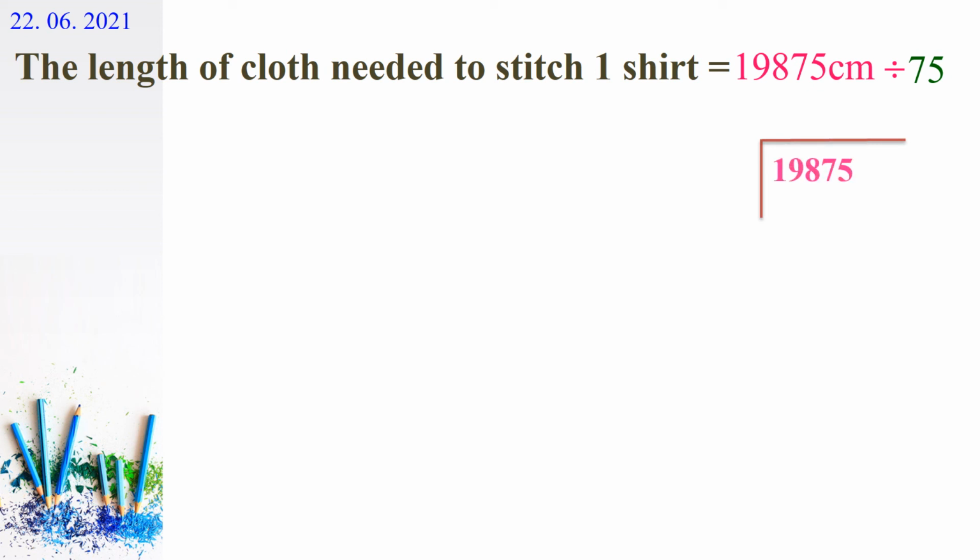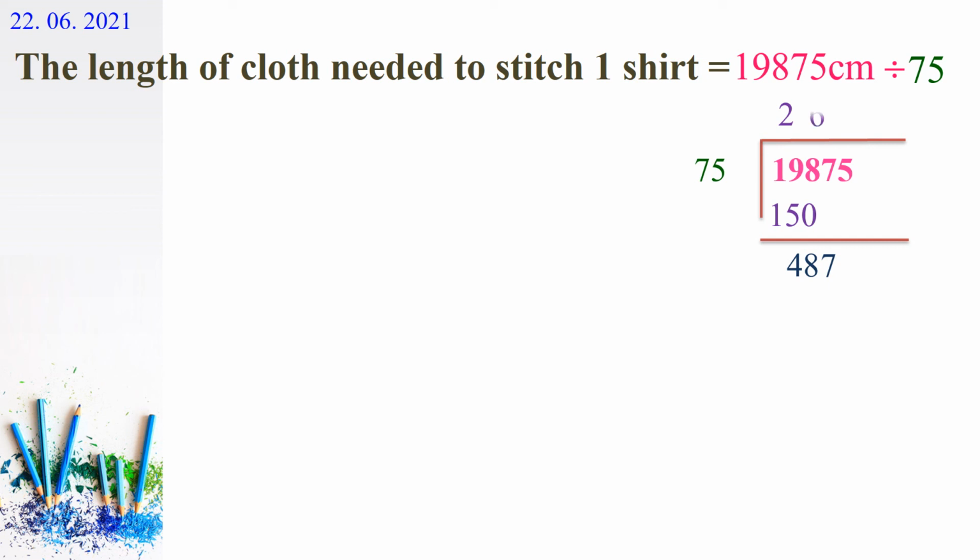19,875 is the dividend and 75 is the divisor. In 198, 75 will be 2 times. So 75 twos are 150. On subtracting, we get 48. Now bring down the 7. Now the number is 487.